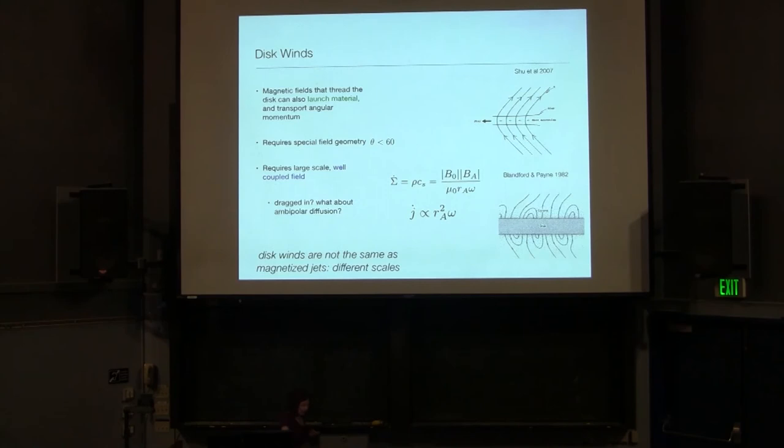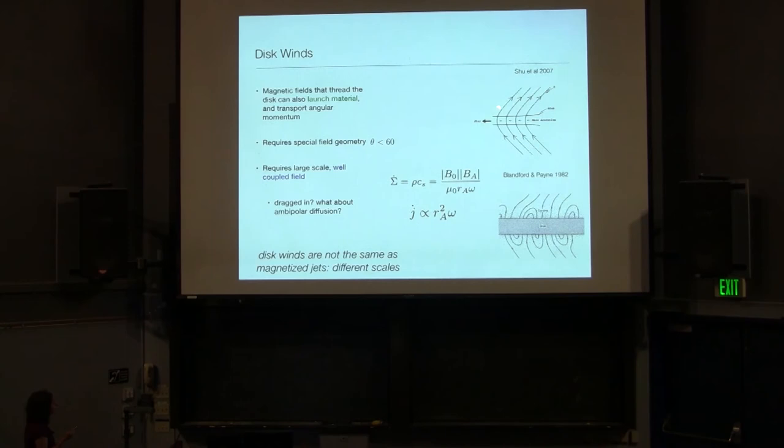So the last transport mechanism I want to talk about is disk winds. And this is something that I think really connects up when we start thinking about the global field geometry in our core, where you've started to drag in a field as you're trying to form your protostellar disk. Because unlike the MRI, which doesn't really care about what's going on above or below the disk midplane, it really is a sort of local instability, disk winds are sort of on a global scale.